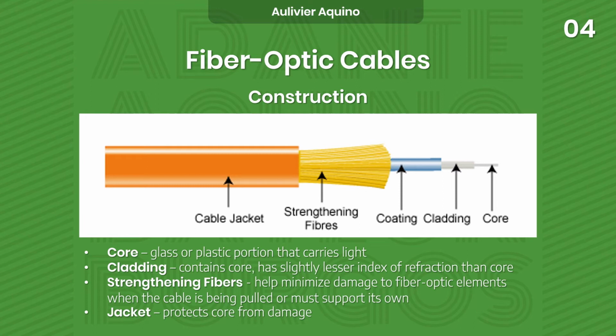1.5 and 1.4 is the typical value of n sub 1 and n sub 2. PCS cable, short for plastic clad silica cable, is a glass core with a plastic cladding. Typically, the division between the core and the cladding cannot be seen as they are usually made of the same type of material.